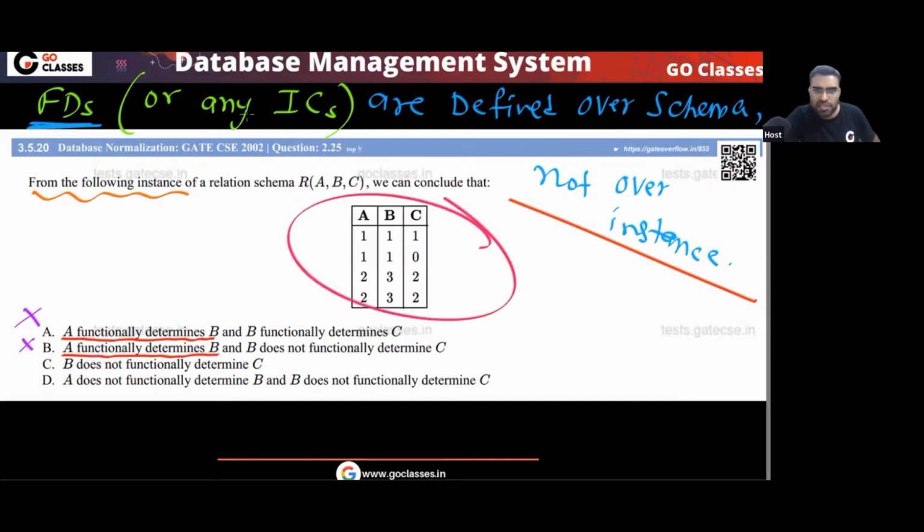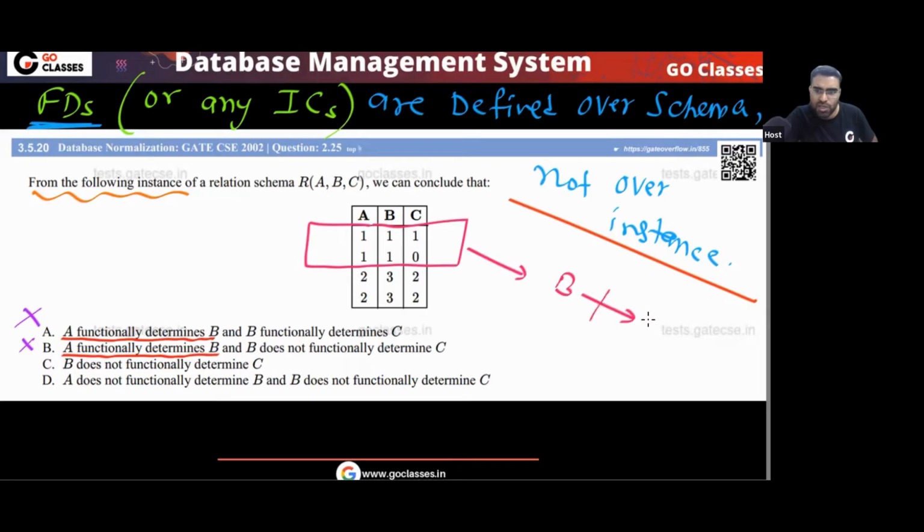B does not determine C. Can I say this from the instance? Yes, you can notice B does not determine C. In these two rows, B value is same, but C value is different. Look at these two tuples: B value is same, C value is different. So I can say B does not determine C. So definitely on the schema also, this FD will not hold.